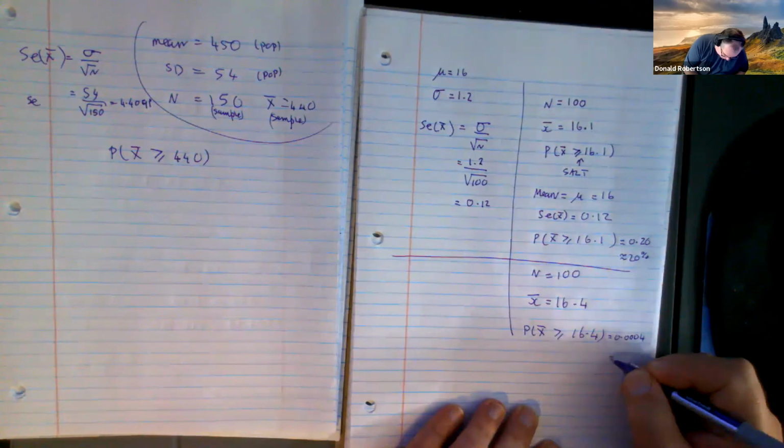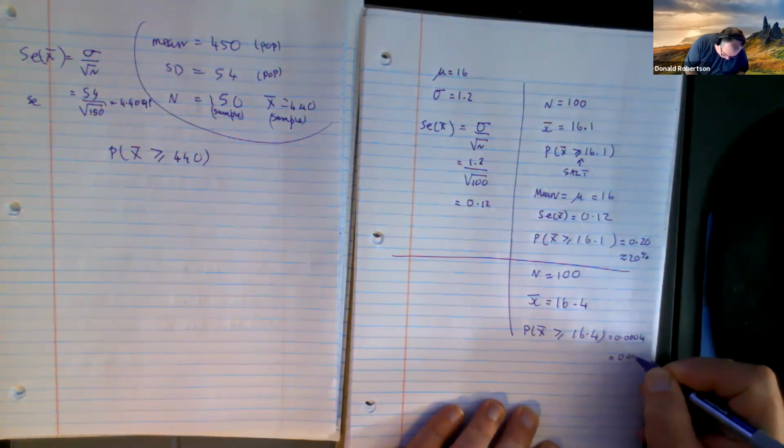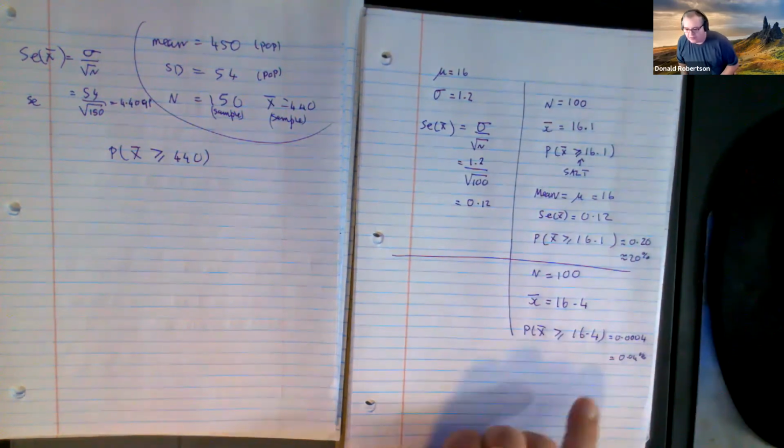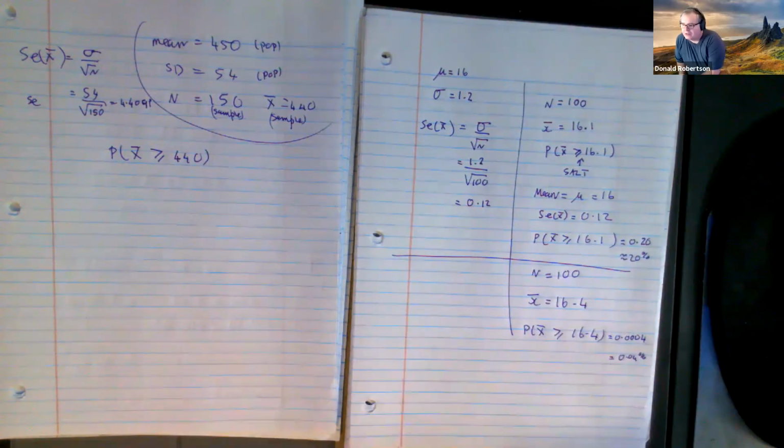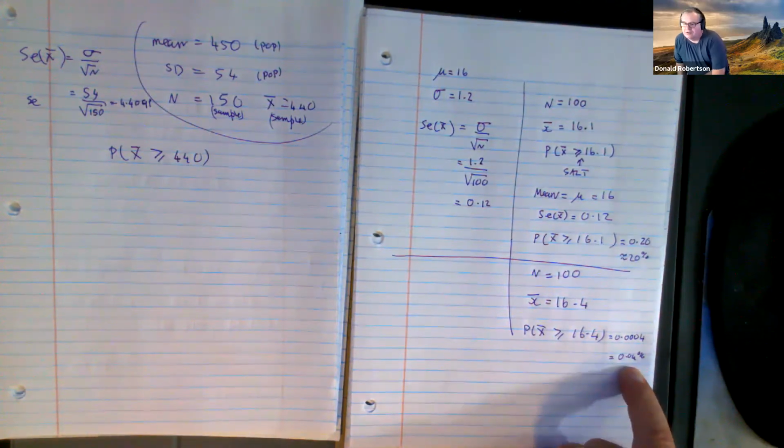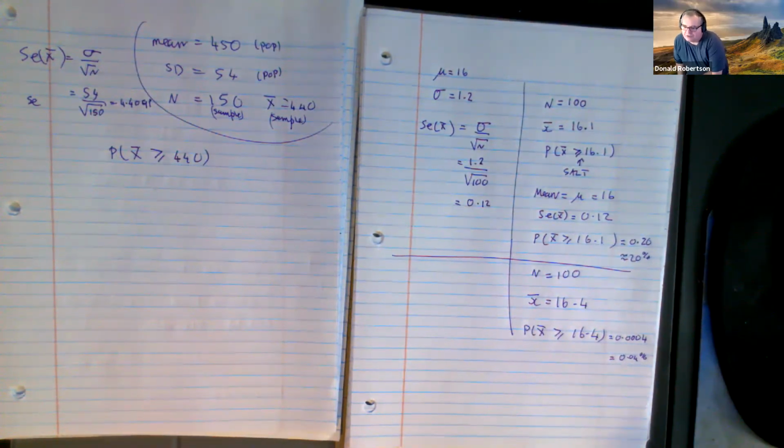I like percentages. Would you agree that that's evidence that this machine's wonky? That it's putting too much cornflakes in the boxes, right? It's meant to put 16. The chances that on average, it's putting in 16.4, right? It's so small that it's probably a good idea that you go and fix the machine, right?